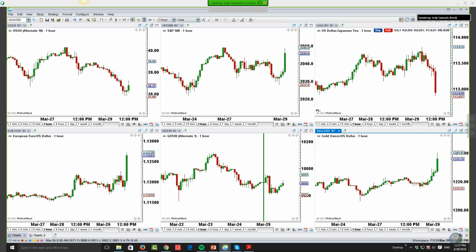Okay, so I hope you can see my screen here. This is the same 6 markets that we were looking at earlier. I have the hourly charts up. Oil, S&P, dollar yen, euro, DAX, and gold. So what's happening, the original relationships are holding here. Oil up, S&P up, dollar down, so dollar yen is down, and the euro is up, which means dollar down, and gold higher. So what has caused this?